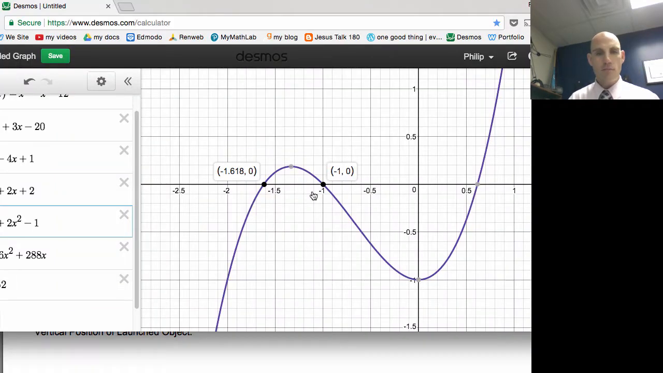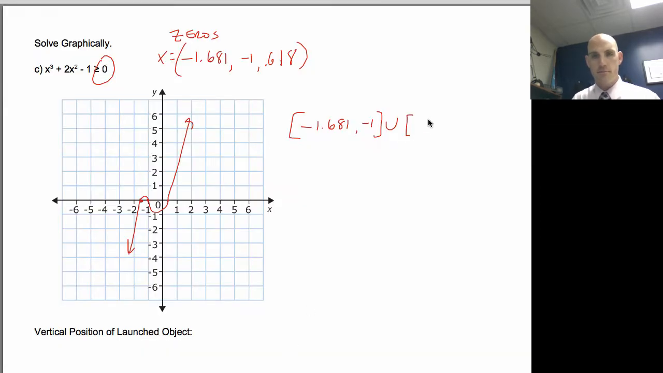Also, from 0.618 to infinity, it is greater than 0, and I can't box infinity. And so I'm just going to put a parenthesis there. This should be 0.618.